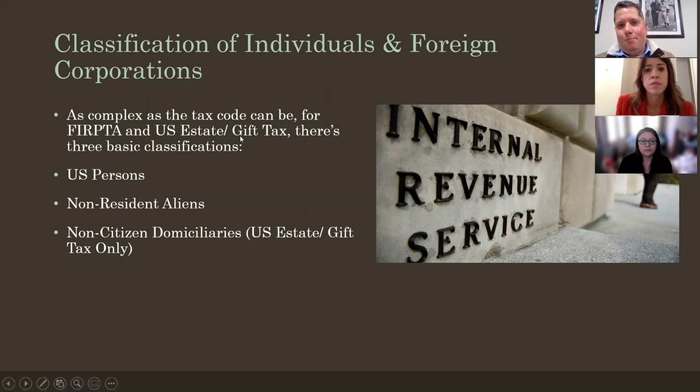So as complex as it can be for FIRPTA and U.S. estate and gift tax purposes, which are really the main issues that we're dealing with for foreign buyers and foreign sellers, there's just 3 basic classifications. And we're going to go into more detail with them as we go along. First one is U.S. persons. Second one is non-resident aliens. And the third is really just for U.S. estate and gift tax issues only, and it's called non-citizen domiciliaries. So let's get into the first one.